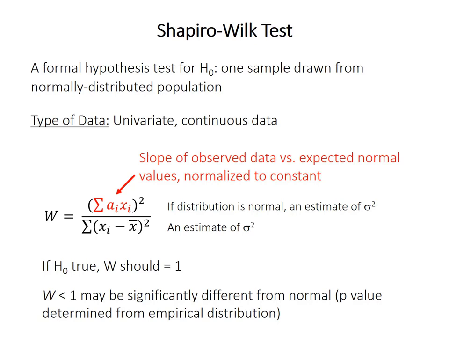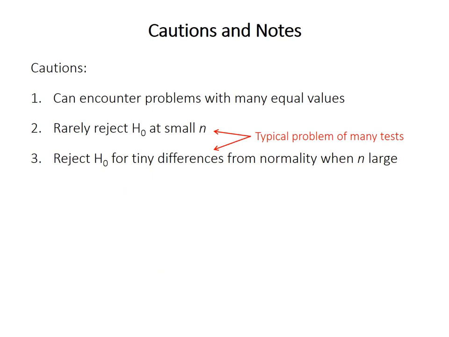So the p-value is the probability of finding a W statistic at least as small as observed if the null hypothesis is true. And Shapiro and Wilk, when they came up with the test, actually calculated the p-values empirically by simulating a whole bunch of normal distributions. So a couple cautions. First, the test can run into problems if your data contain many equal values.